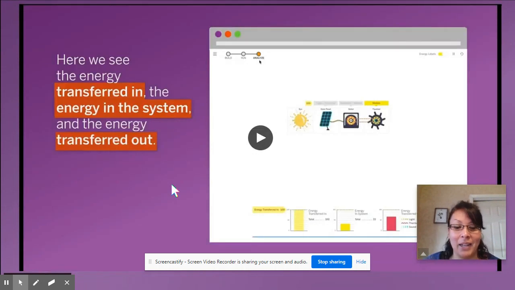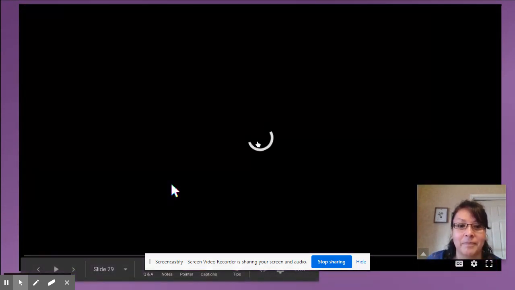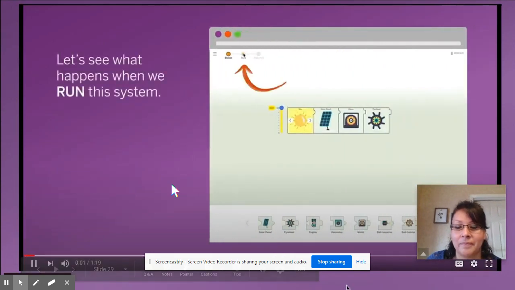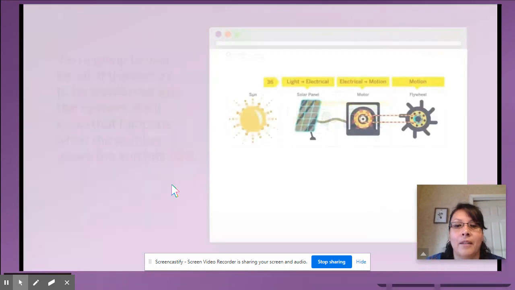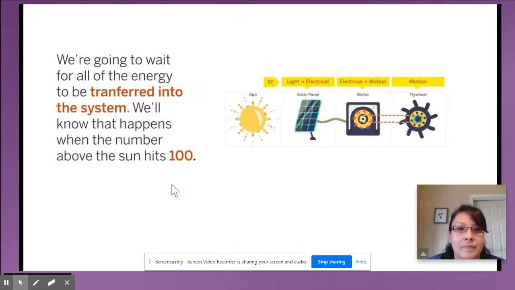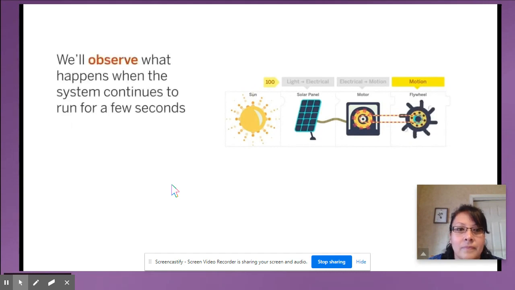So let's see what happens when we run the system. We're going to wait for all of the energy to be transferred into the system. We'll know that happens when the number above the sun hits 100. We'll observe what happens when the system continues to run for a few seconds.